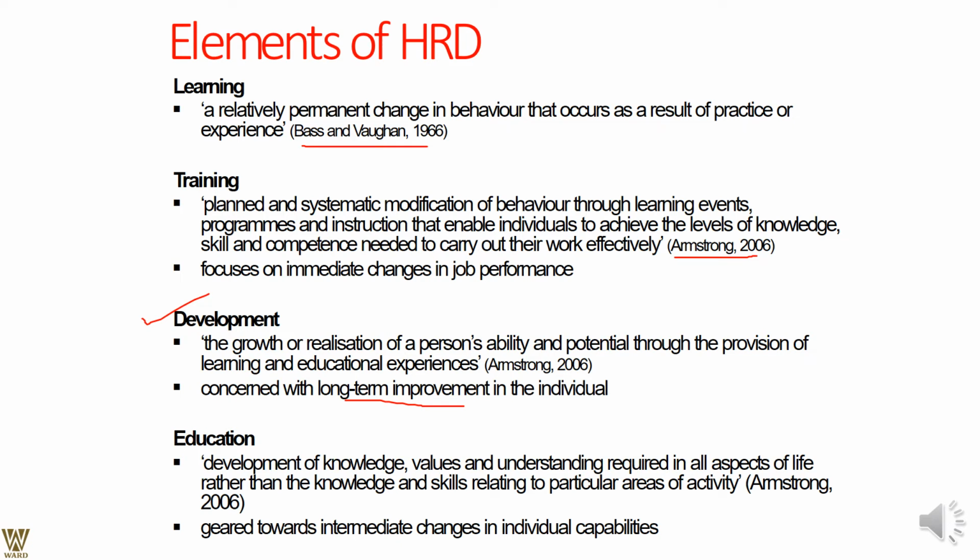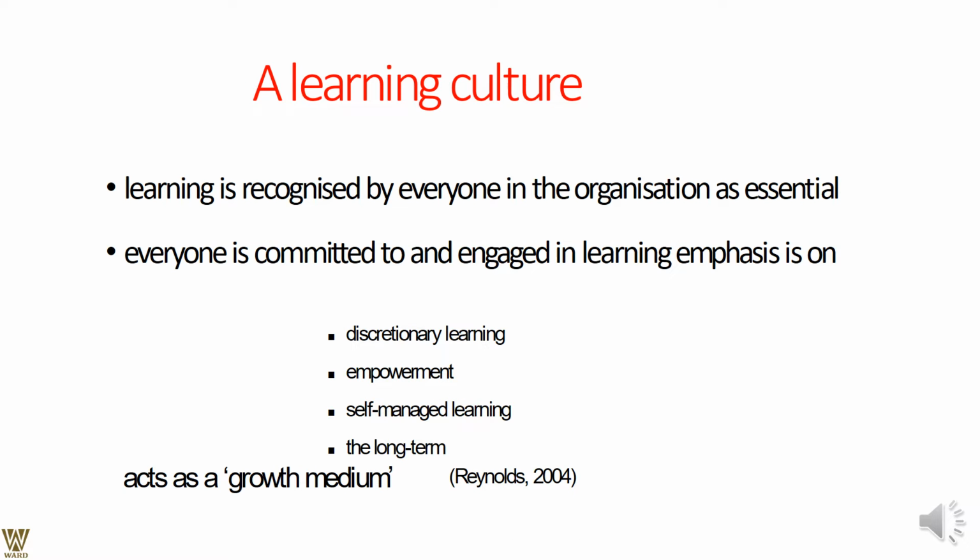So what are the human aspects? Number one would be education. So development of knowledge, development of values, development of understanding required in all aspects of life, rather than knowledge and skills related to particular areas of activities. This is what Armstrong stated in 2006. So it is geared towards intermediate changes in individual capabilities.